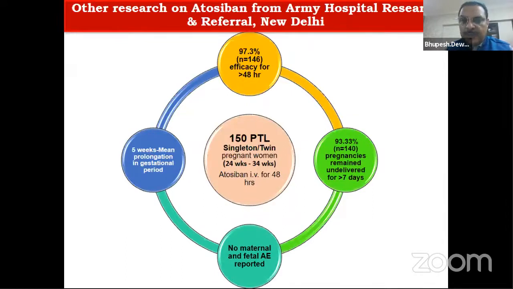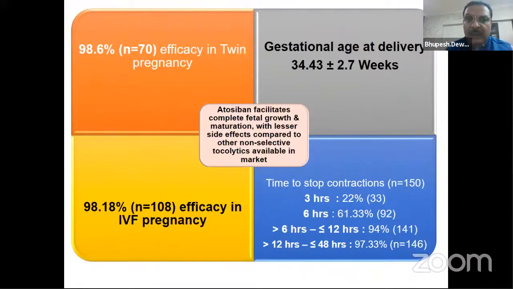Now, another study I would like to discuss over here. This is from the Command Hospital, New Delhi, where 150 singletons were involved, 24 to 34 weeks of pregnancy, and the full dose of atosiban was given over here also. Very interesting features that you can appreciate: 97% efficacy was seen and 93% of pregnancies remained undelivered for more than 7 days. No fetal adverse events were reported. 98.6% was the outcome out of 70 twin pregnancies. Gestational age at delivery was 34.4, almost 35 weeks, as we saw in our case. And in IVF pregnancy also 98.18% efficacy was seen.